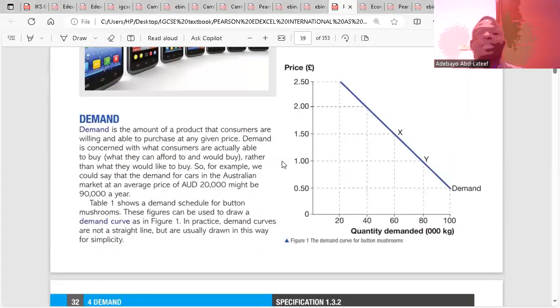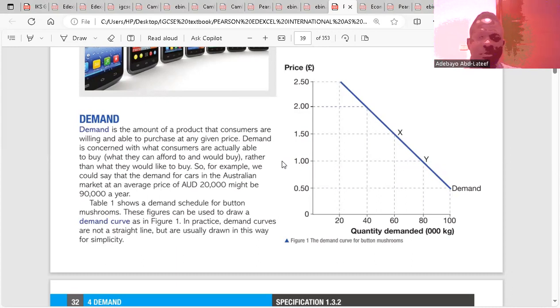Demand is the amount of a product that consumers are willing and able to purchase at any given price. Demand is concerned with what consumers are actually able to buy, what they can afford to and would buy, rather than what they would like to buy. So when we talk about demand, it's about not only the willingness, but the ability to buy. So demand is effective demand, which involves the ability and the willingness of consumers to buy. That is demand. I think that is clear.